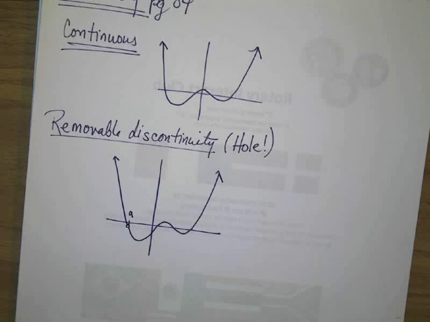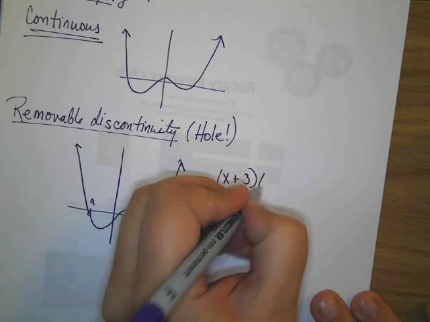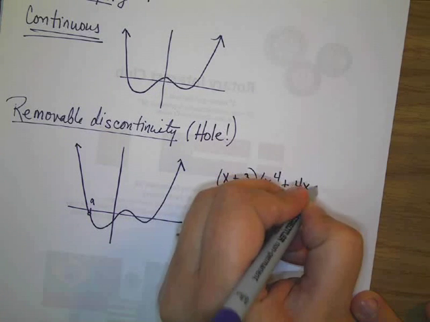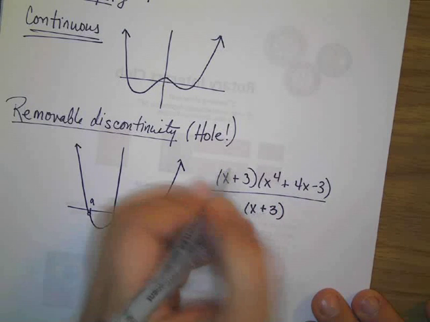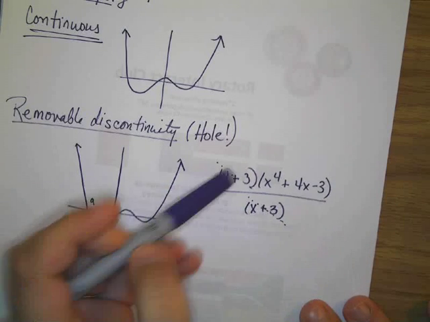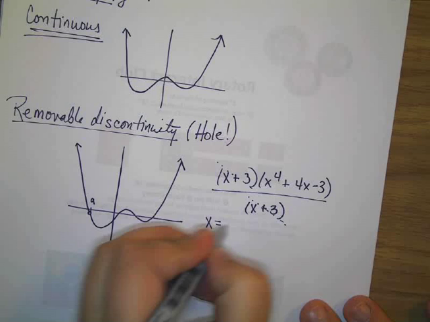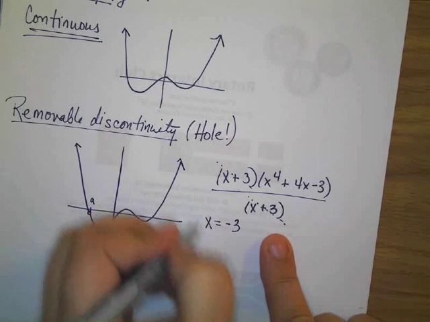So there's different types of removable discontinuities. And your calculator will not show you a hole in the graph. How can you tell if there's a hole in the graph? If you have something here times something here, and it cancels with one of the others, and these are going to cancel right here, that's where the hole would live. In this case, the hole would live at x equals -3. Whatever would make that 0, this is where the hole lives.